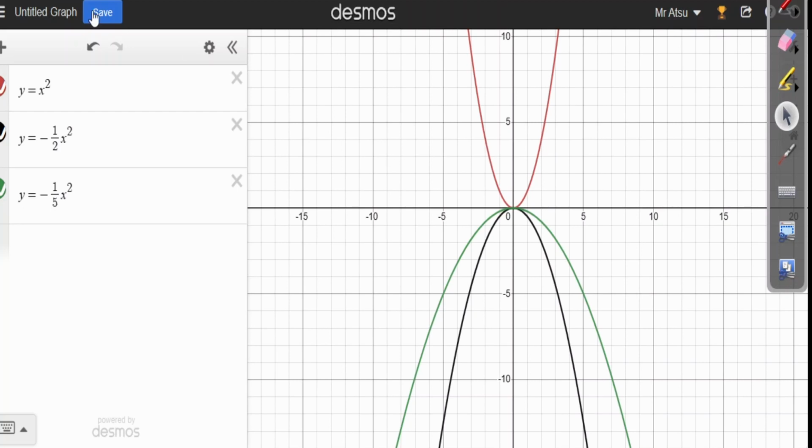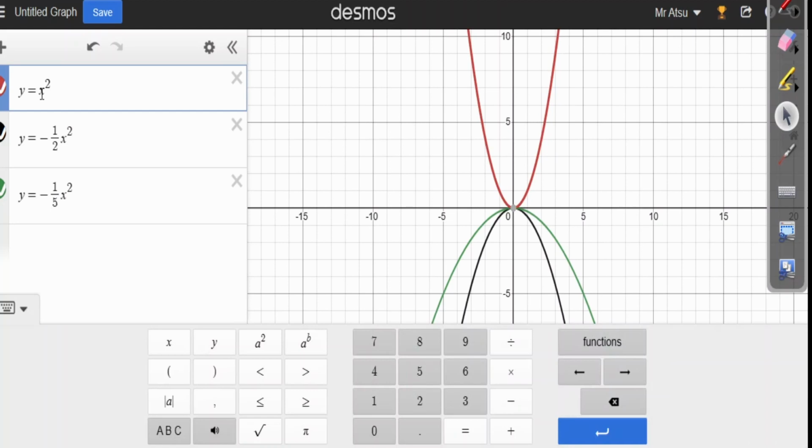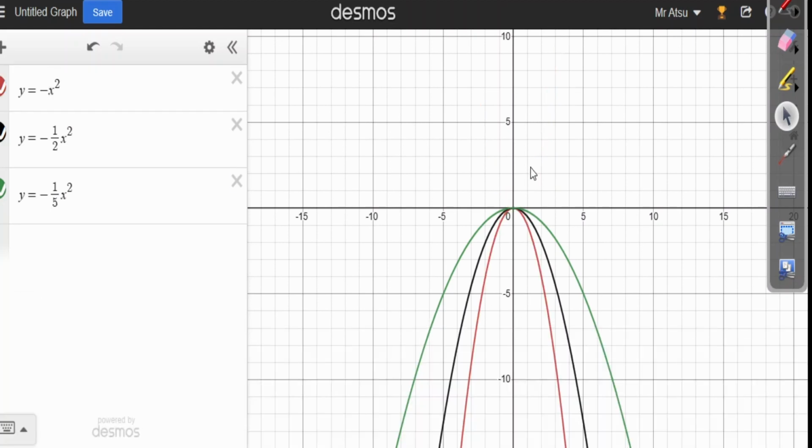That is what happens if you put negative in front of the parent function. It flips it to be facing downwards. But then that is not all. We can have a combination of all of this. So let's see how that works.